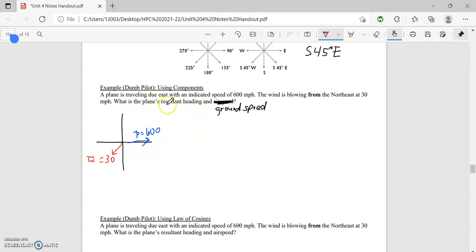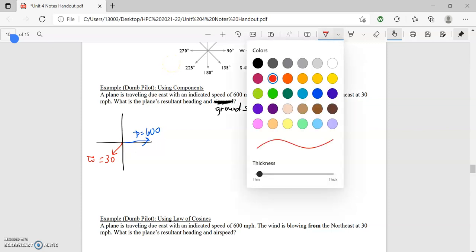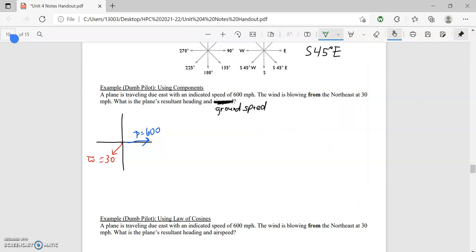It says, what is the plane's resultant heading and ground speed? It's asking, just because I'm in the airplane, I'm looking at my compass. My compass says I'm heading east. I can't see the ground, but there's this 30-mile-an-hour wind pushing from the northeast at me. So I'm going to draw a mint green vector. We know that the plane isn't heading straight east. We know it's kind of heading southeast, but we need to find exactly what that is. That's where the numbers come in here. So here's how we set it up.